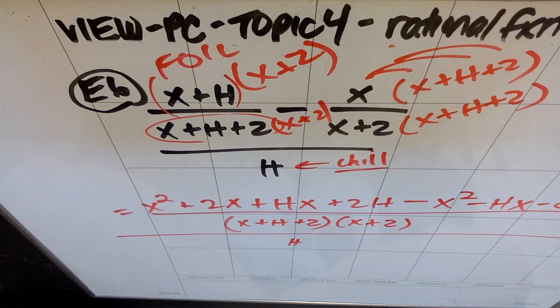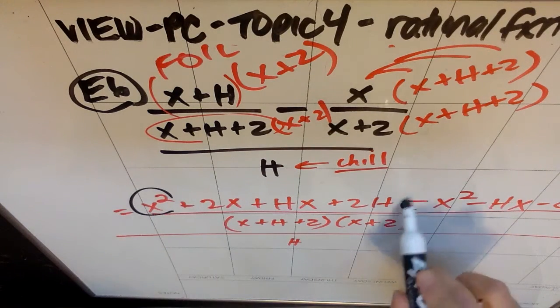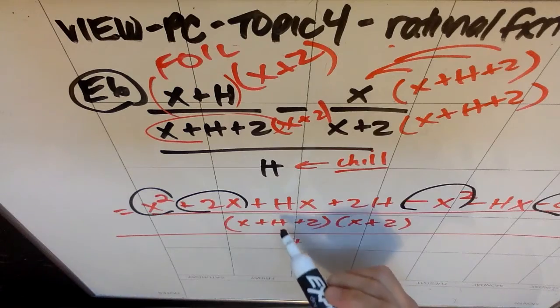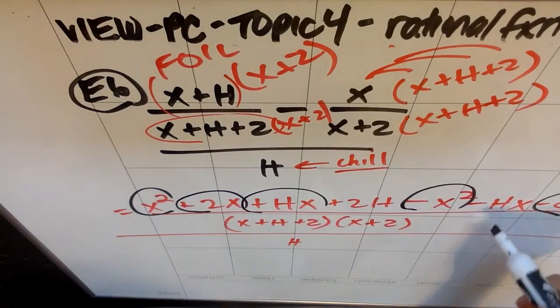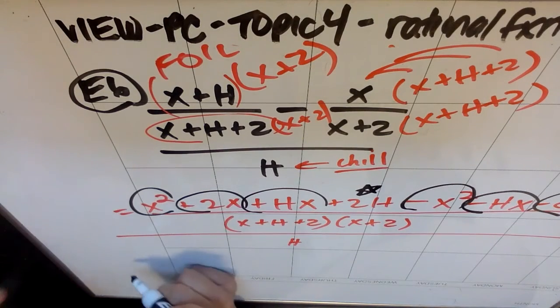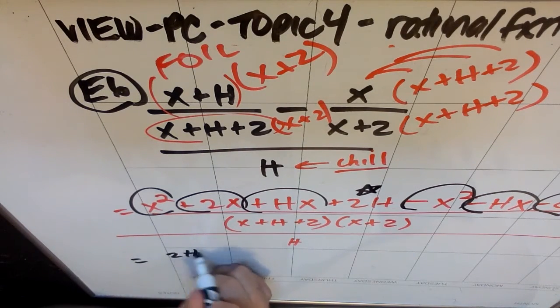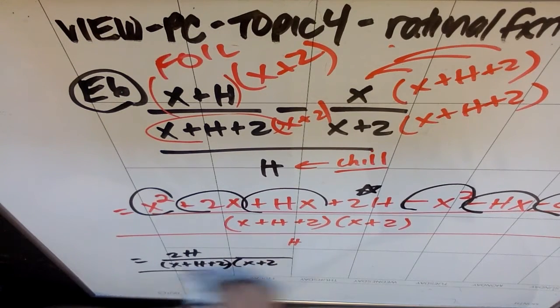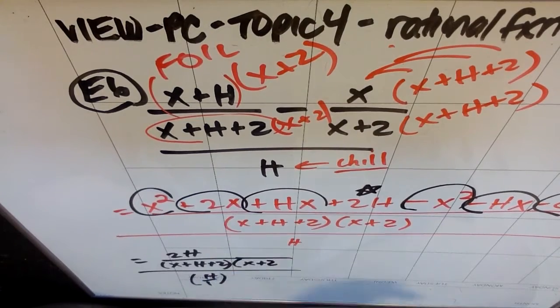So now let's clean that top up a little bit. I noticed that this x squared has a negative x squared later, those are going to sum to 0. I see this plus 2x has a minus 2x, those sum to 0. And I see this plus hx and this minus hx. So it looks to me like the only thing left on the top is a 2h. So this fraction is actually a 2h on top of this ugly, complicated mess, divided by, technically, an h over 1, because that's what h is.